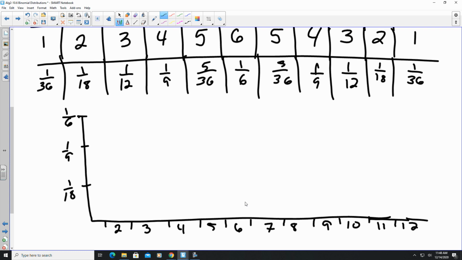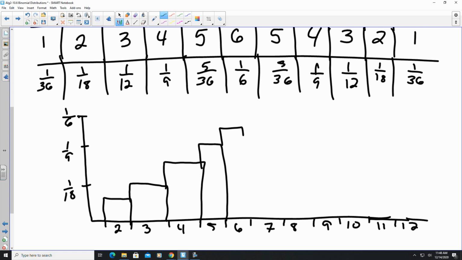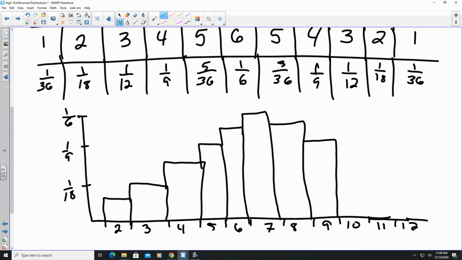Here it's 1 out of 36, so it's going to be here. 1 out of 18 for 3 is right there. 1 out of 12 for 4 is right there. 1 out of 9 is right there. 5 out of 36 is in between. 7 is 1 out of 6. Now it's basically just a mirrored image running all the way down.